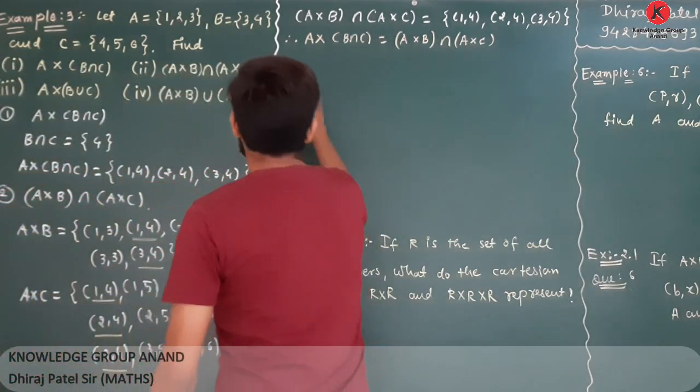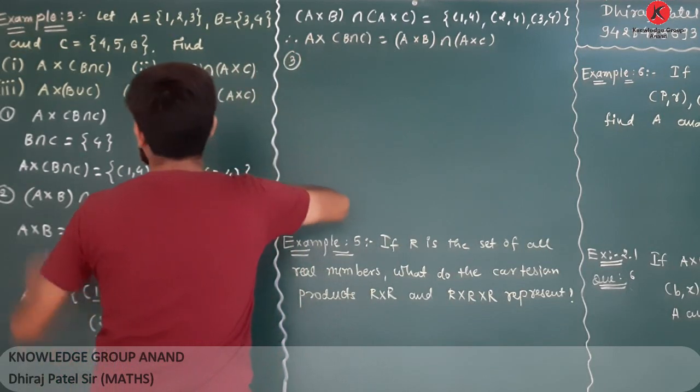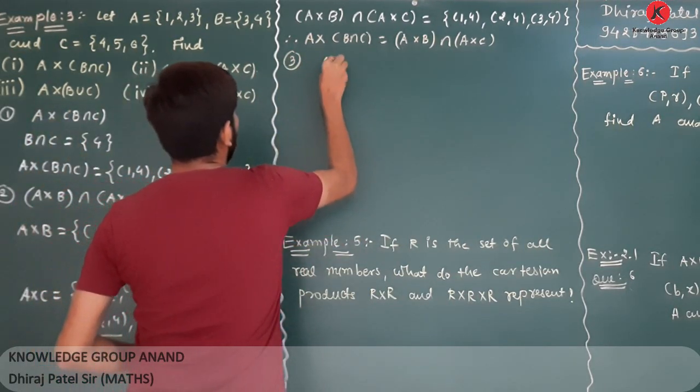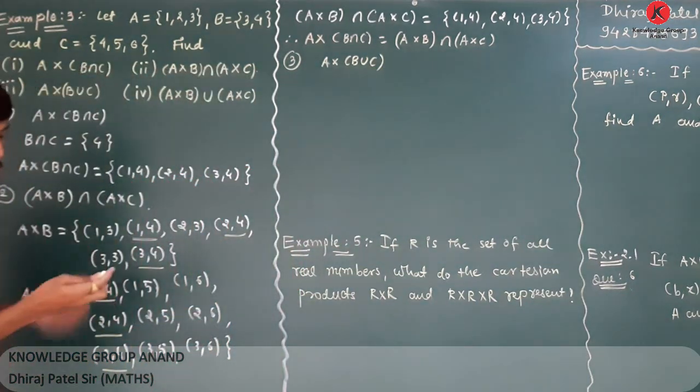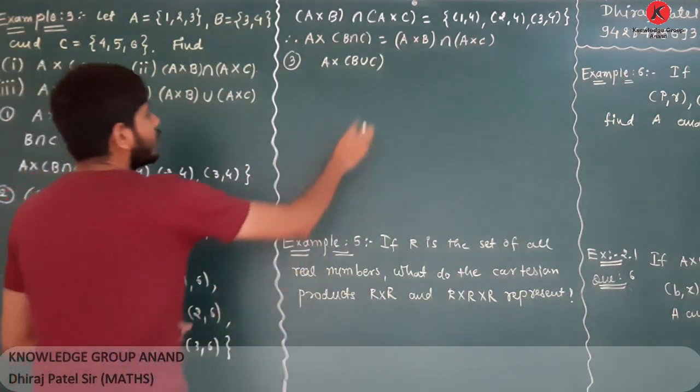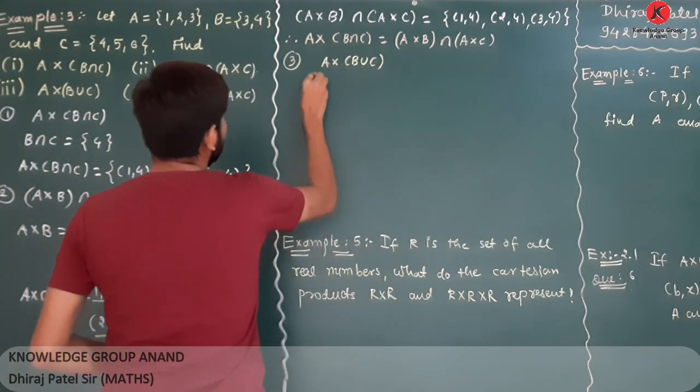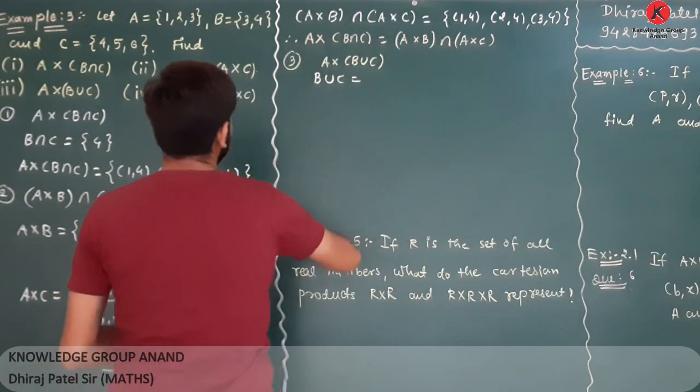Let's go to the next, the third. We have to find A cross B union C. For finding A cross B union C, first of all, we need B union C. Find out B union C first.